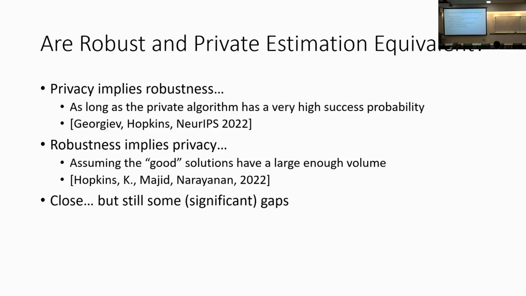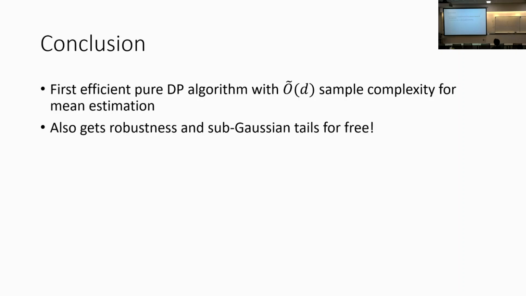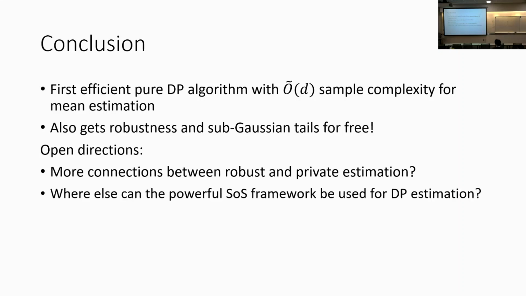Cool. So in conclusion, the main result for this particular paper, the first one that I focused on mostly, is that we give the first efficient algorithm for pure DP estimation with linear sample complexity. And we also get these other desiderata for free. I think the most exciting direction is to understand connections between robustness and privacy for even this most basic of settings. And maybe from a more technical standpoint, where else can these ideas be used for private estimation? And so I'll conclude there.